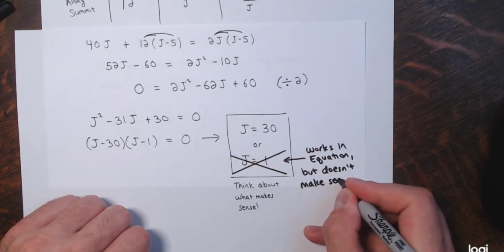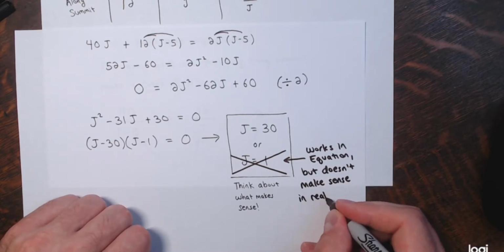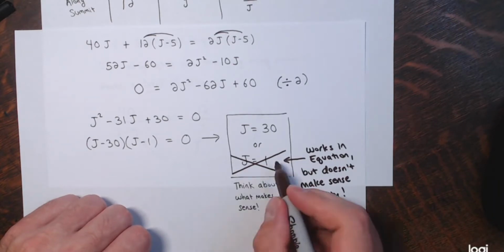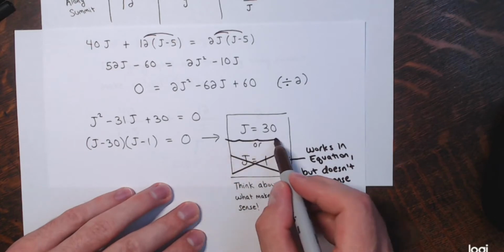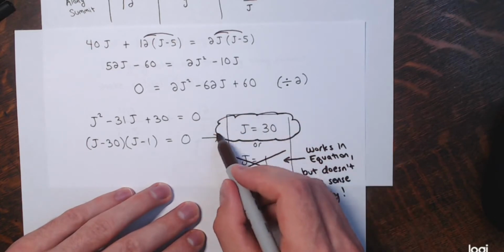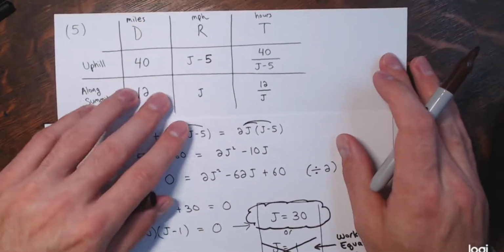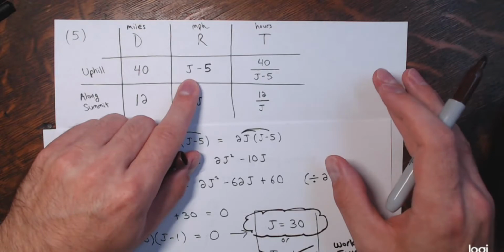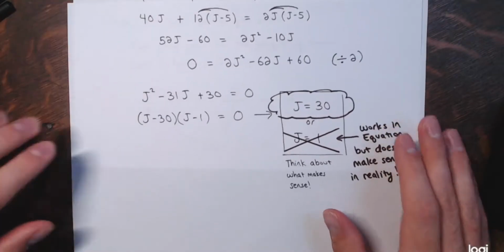So you got to think about that. What makes sense in the context of the problem. Right, so that's why I'm crossing out j equals 1. The only one that does make sense is j equals 30. All right, if j were 30, that means she was traveling 30 miles an hour along the summit and 25 miles an hour going uphill, and those are both valid speeds. Right? Speeds are always a positive number or a non-negative number.